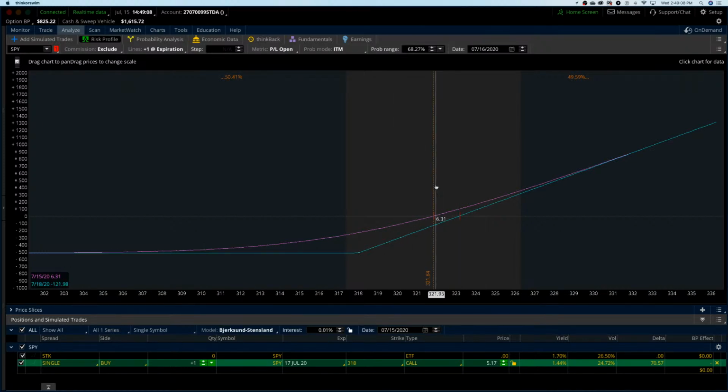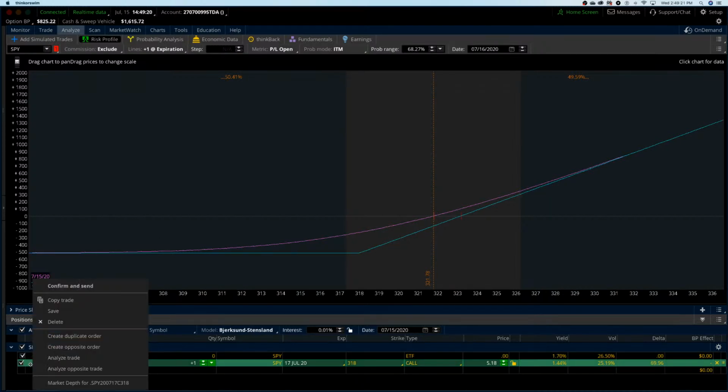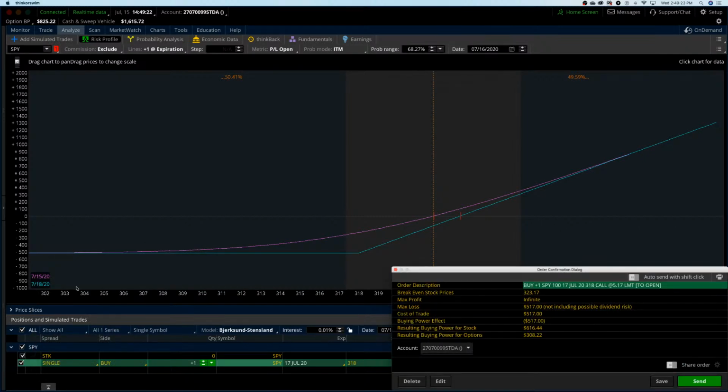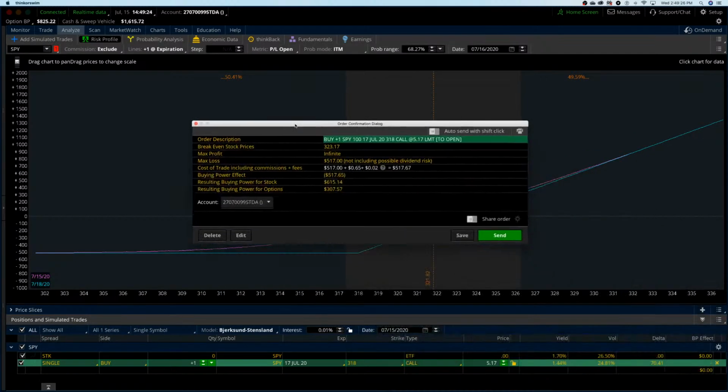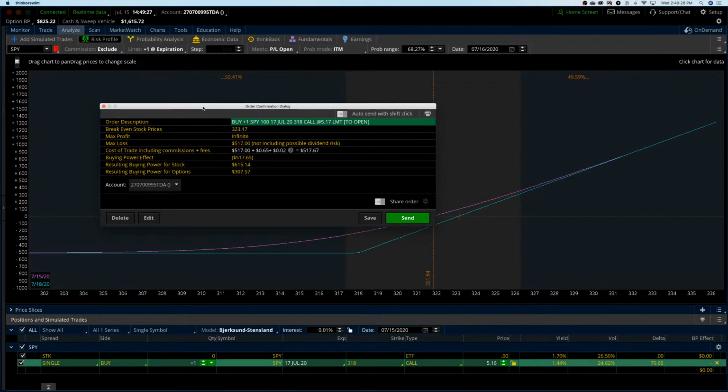Right? That's the simplest way you can explain a call option inside the platform. Now, I could buy this call option by right-clicking on this green record and then choosing confirm and send. And then it will give me all the specifications for that option. It tells me what the break even is if I hold it to expiration, and that would be $323. So if it makes it up to $323 by expiration, I'll lose no money.